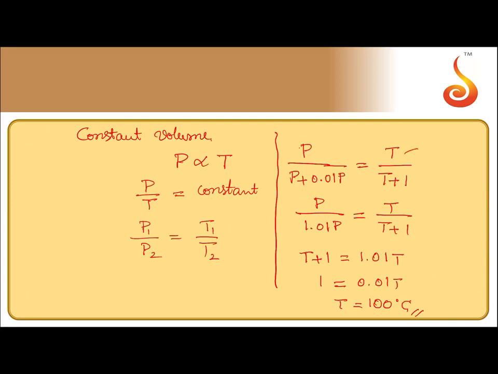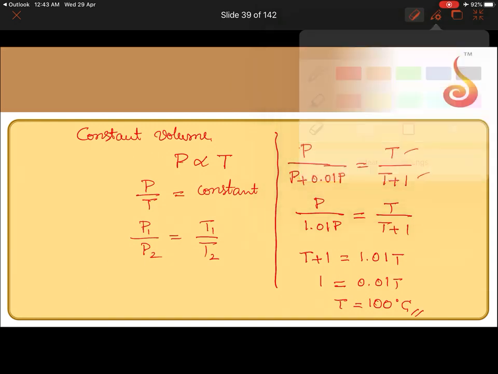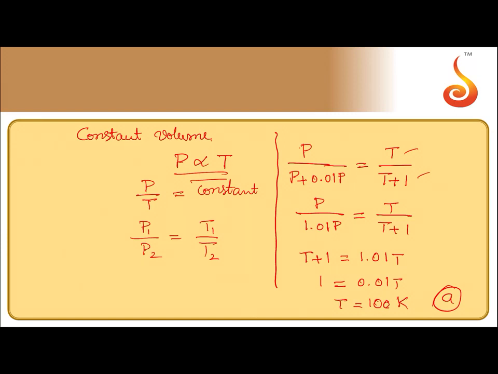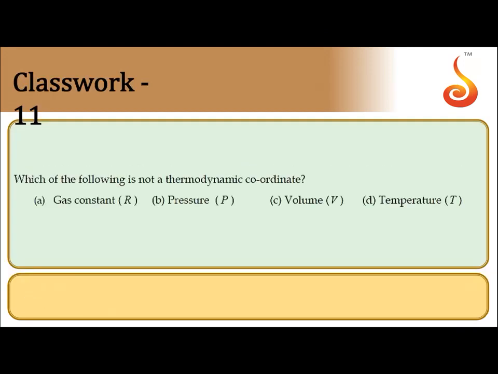Oh, this is in Kelvin. Whenever you are using this, should be in Kelvin. So, it should not be degree Celsius, it should be 100 Kelvin. So, whenever you are using this, temperature is in Kelvin only. So, it should be option A, not C, it should be A. Remember, all gas laws are valid only for Kelvin temperature. Yes, we shall move on to next one.